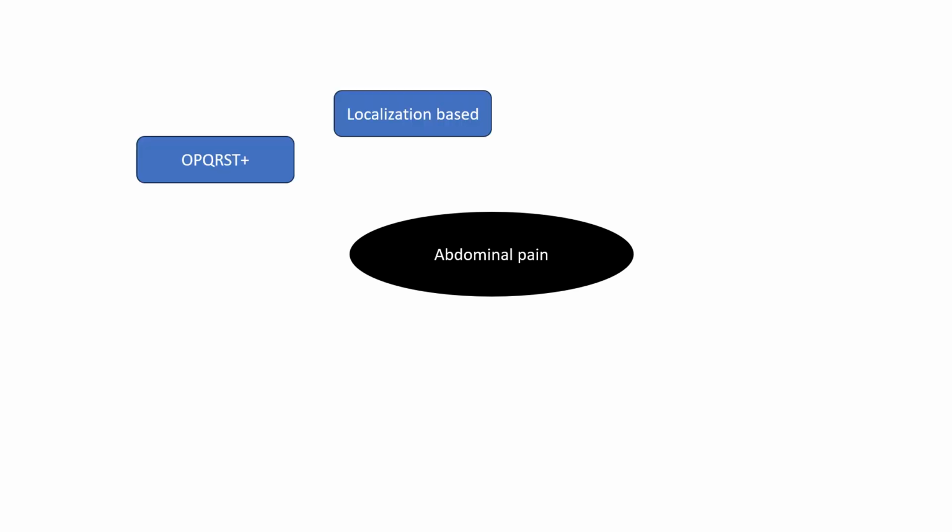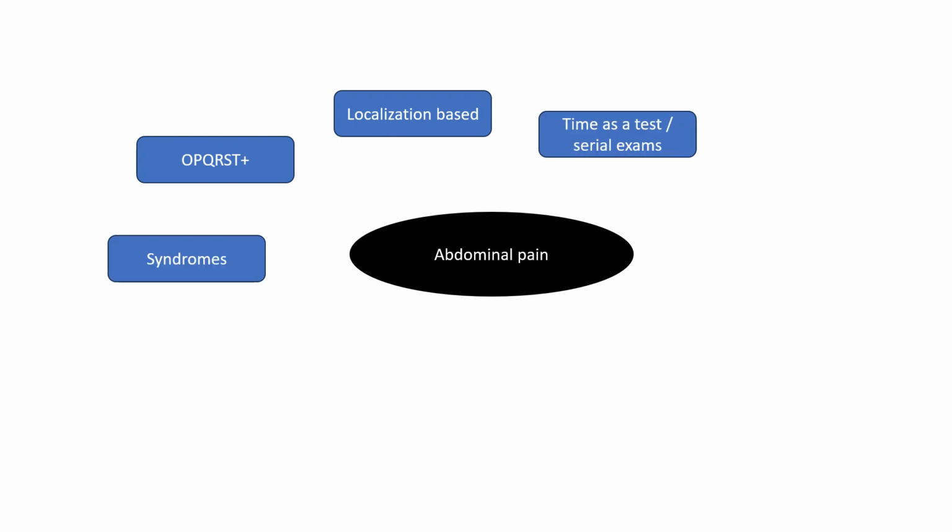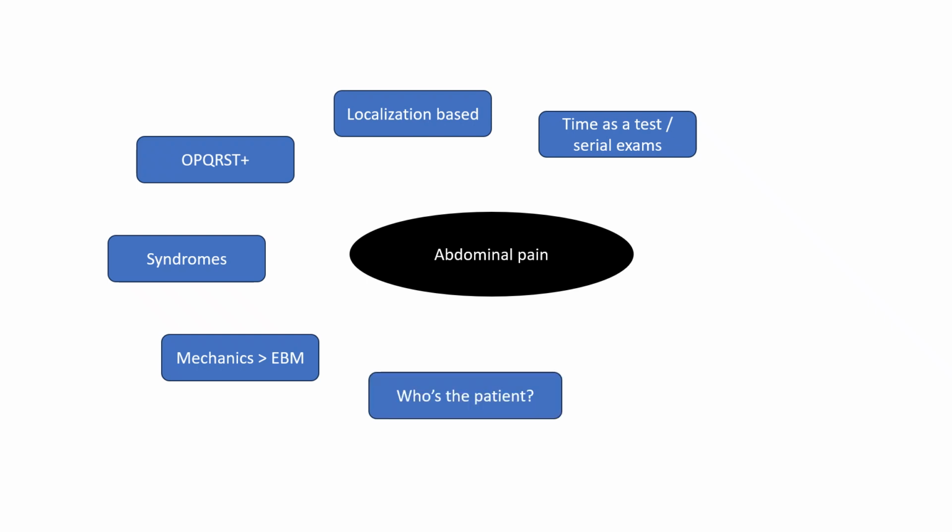So, in conclusion, the approach to the patient with abdominal pain is multimodal, and it's really about OPQRST, it's localization-based, it's time as a test and serial exams. It's thinking about the syndromes and knowing quickly which syndromes are important, what the differentials are, and how to treat and diagnose those. It's about mechanistics and tradition and evidence-based medicine, which is maybe a bit more on the balance of tradition and mechanistics than we're used to in emergency medicine.